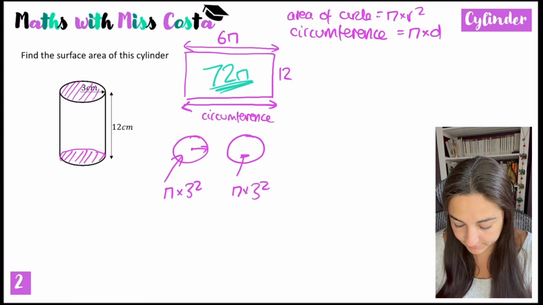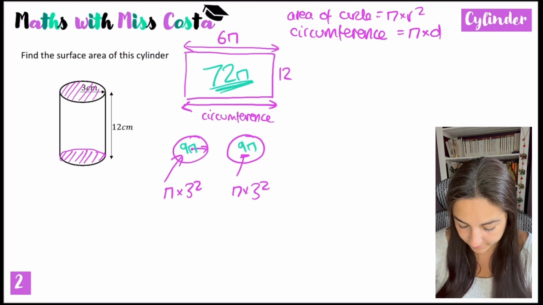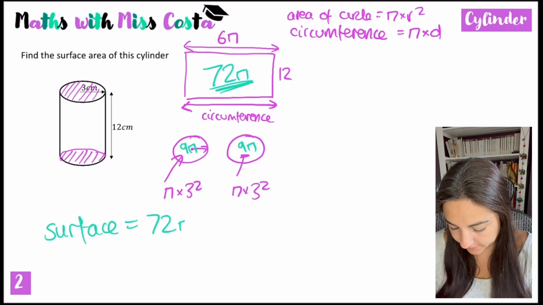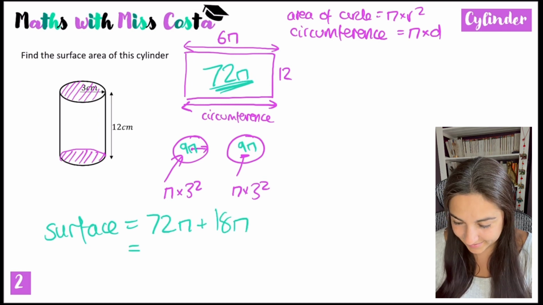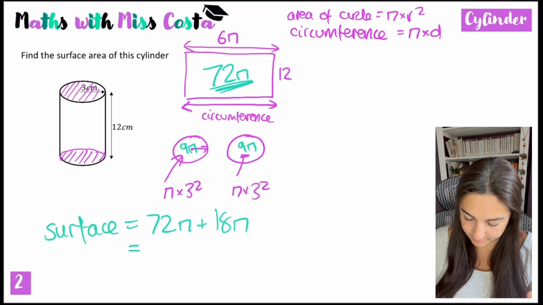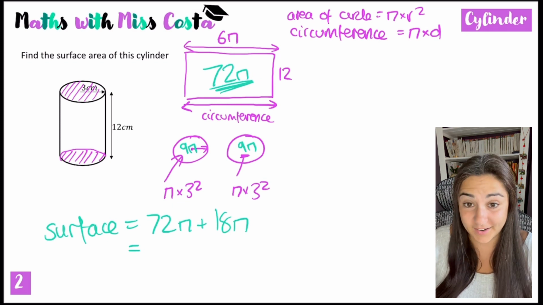The area here, 3 squared is 9, so that would be 9 pi, and the area here would be 9 pi. And all I need to do to work out the total surface area would be add them all together. So that 72 pi plus 18 pi leaves me with, is that 18 pi? 90 pi.